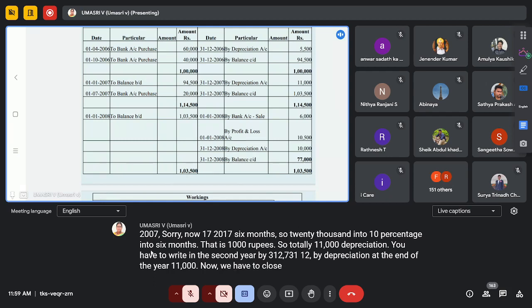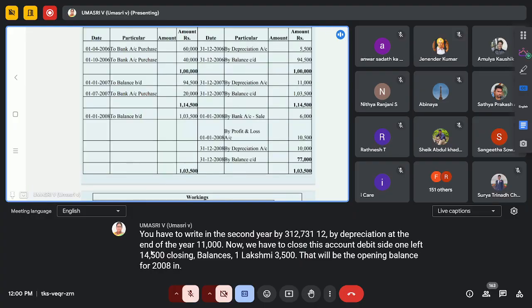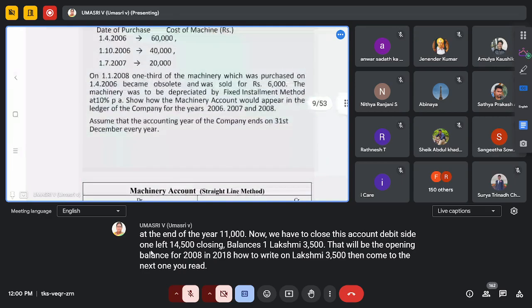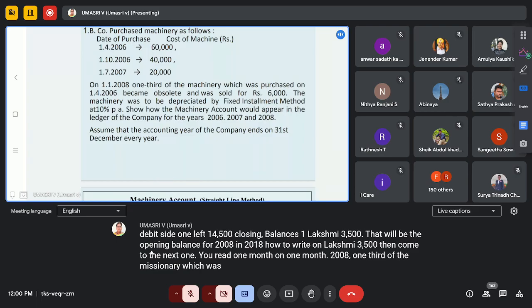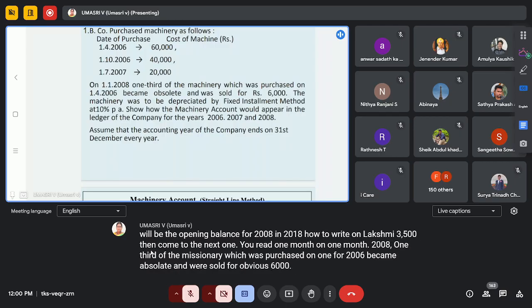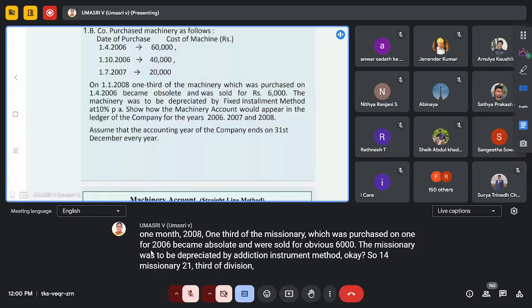Now you have to close this account. Debit side 1,14,500. Closing balance is 1,03,500. That will be the opening balance for 2008. In 2008, you have to write 1,03,500. Then come to the next one. You read: 1/1/2008, 1/3 of the machinery which was purchased on 1/4/2006 became obsolete and was sold for rupees 6,000. The machinery was to be depreciated by the fixed installment method. Okay. So of the first machinery, only 1/3 you are going to sell.